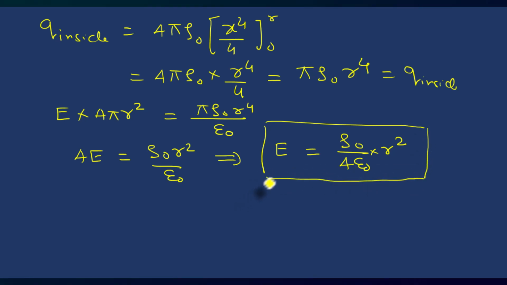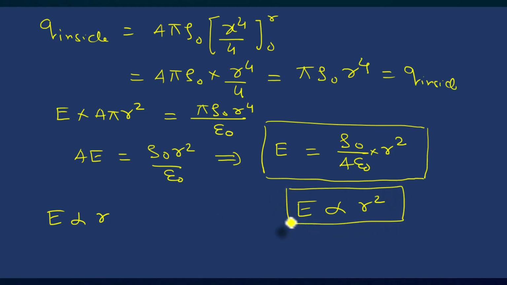Notice something very interesting here. The electric field E is proportional to r square. When the charge was uniformly distributed, at that time E was proportional to r, but here it is proportional to r square because as we go away from the center, the charge is increasing at a faster rate. Therefore, we get here E proportional to r square.